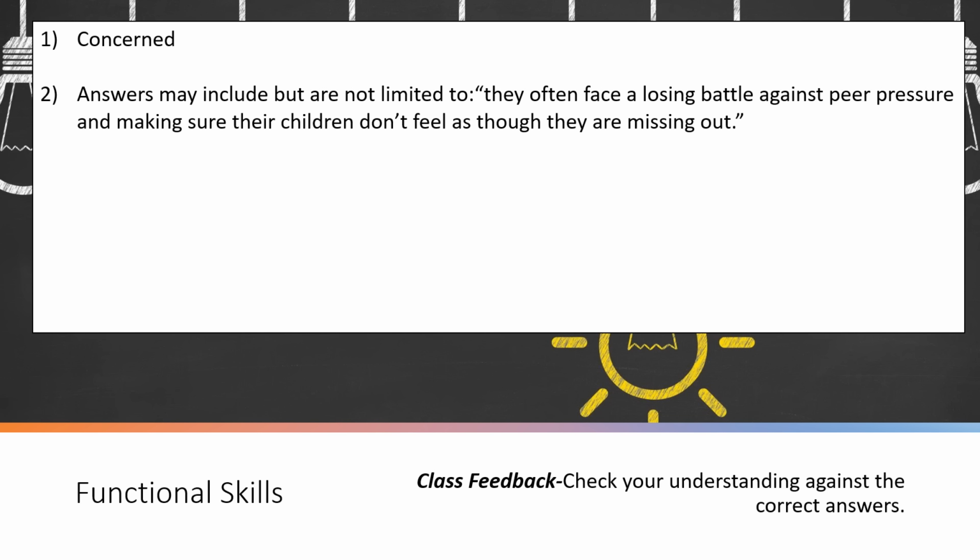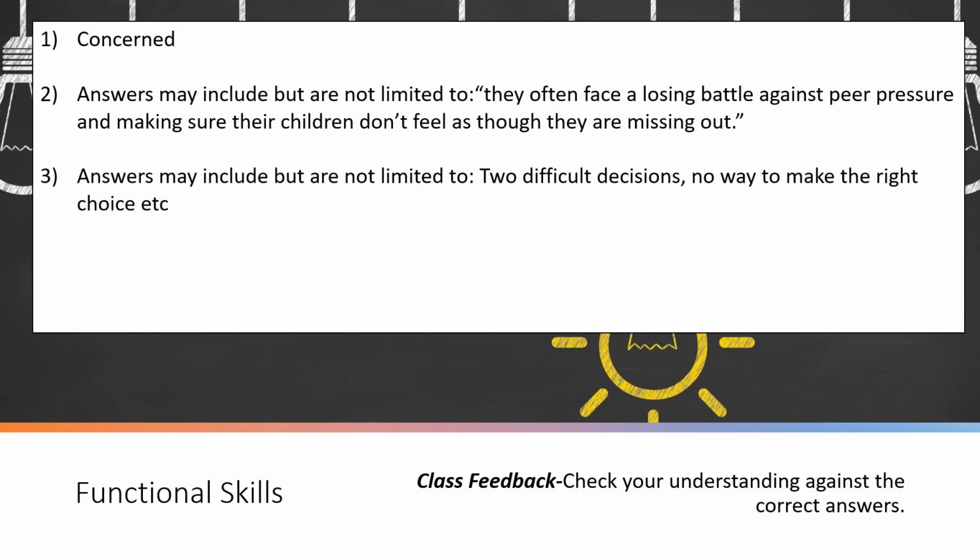Number 3, look at paragraph 2. What is meant by the line, I feel like I'm stuck between a rock and a hard place? Answers may include, but are not limited to, two difficult decisions, no way to make the right choice, or anything along the same lines. Number 4. Where has the writer used a triplet or a group of 3? One example would be social anxiety, bullying, and even depression. Again, if you're not too sure, if you want to leave a comment, please do so and I'll get back to you as soon as we can.